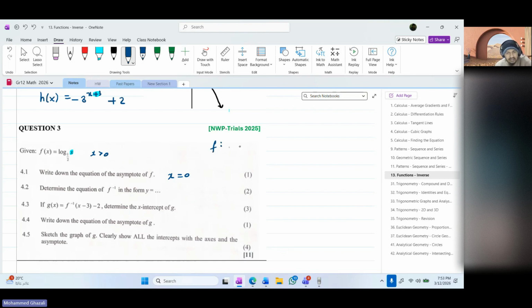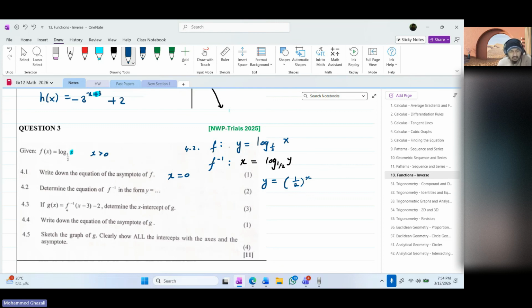Determine the equation of f inverse in the form. So we have a function f, which is y is equal to log x base half. So f inverse, this is 4.2 by the way. F inverse is x equals log y base half, right? Now you solve for y. So y is equal to half to the power x. And you know half to the power x is a decreasing function, okay?